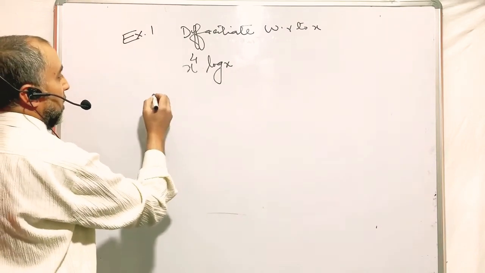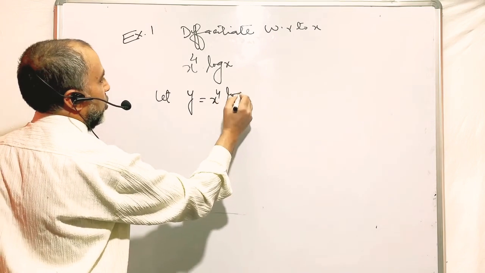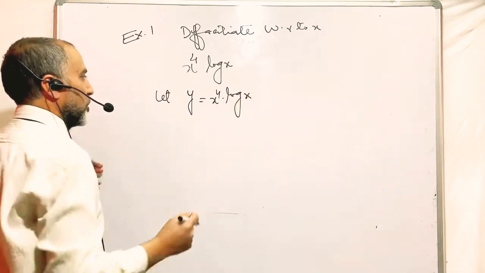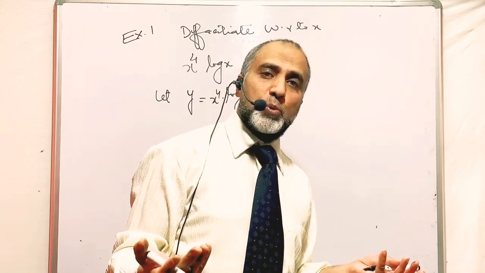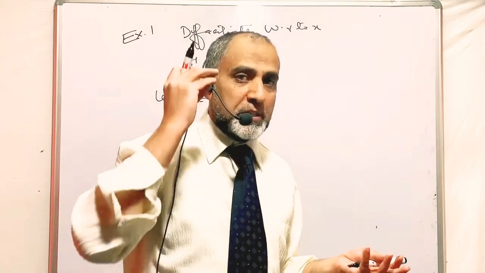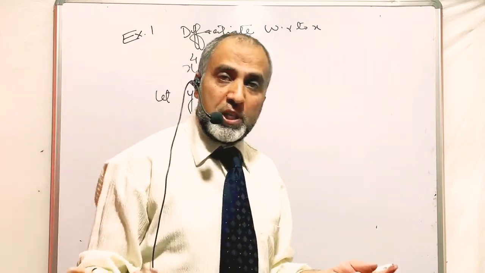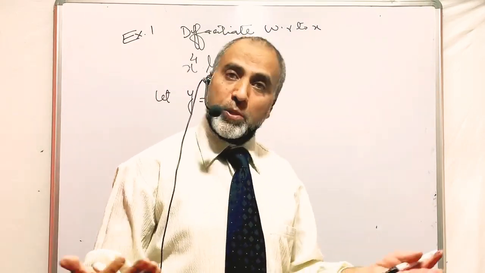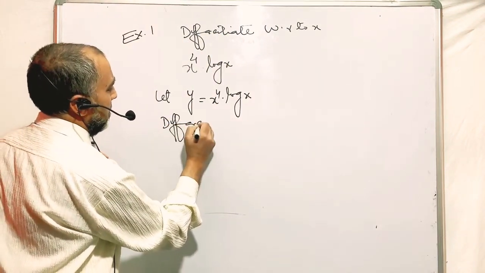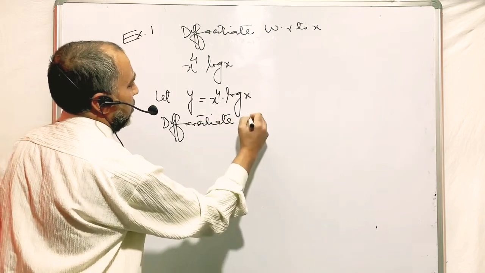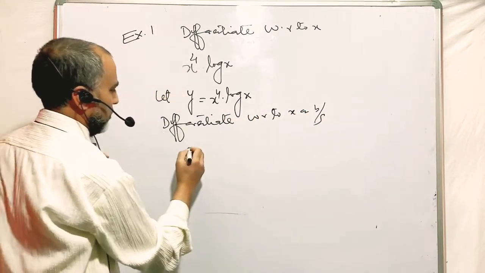तो इसमें क्या करेंगे? Let y is equal to x raised to the power 4 log of x. हमने put किया, let y is equal to the given function, x raised to the power 4 log of x. तो हमारे जहन में आना चाहिए कि यहाँ पे we have got the product of two functions. One is algebraic and another is logarithm. तो हम लिखेंगे इस तरह से, differentiate with respect to x on both sides.